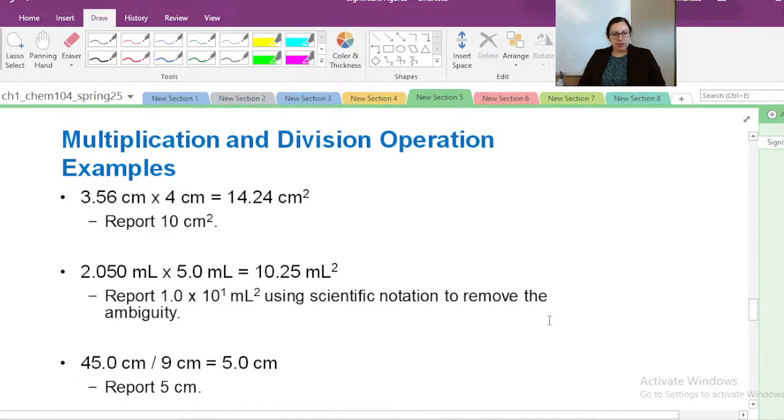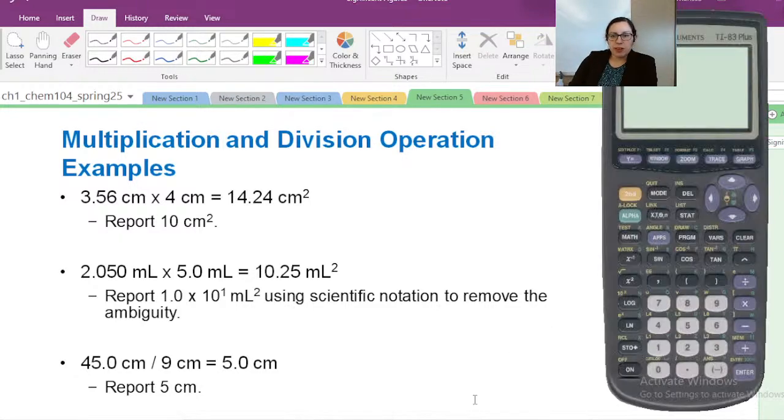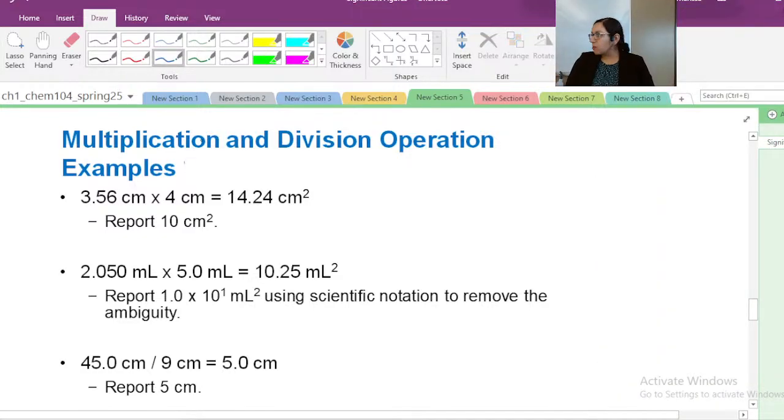If we look at our examples here, I'm going to pull up my calculator just for clarity's sake. We're thinking about what could happen in lab. If you accidentally didn't write, so this is showing us why it's important to write 4.00. If you were in lab, you'd want to accurately measure that. Otherwise, you're left with this, which is 3.56 times 4. Now how many sig figs does 4 have?